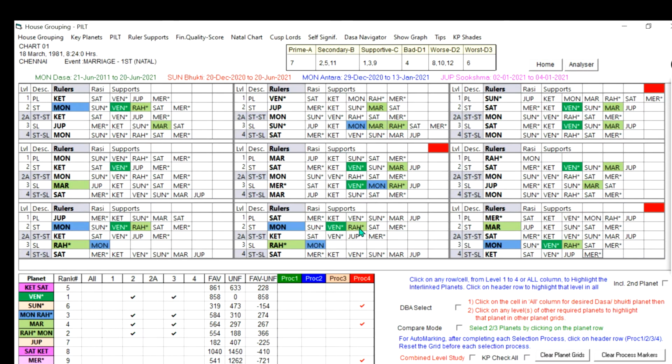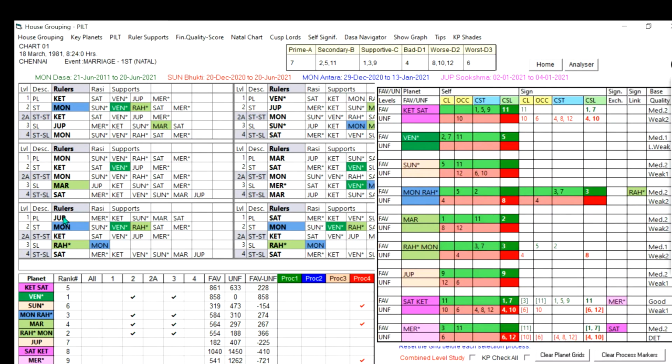So that way only these 2 planets are supportive, and Moon and Rahu form the good house grouping chain. That way these 2 planets can be supportive for conducting the marriage. Out of this, which is more supportive? Is Jupiter stronger or Saturn stronger? That way, we identify the strength of the other levels that Jupiter has.